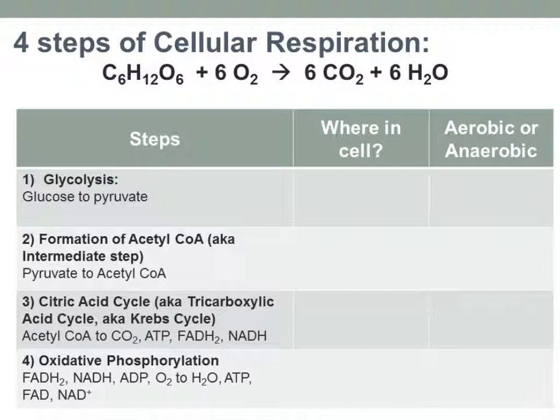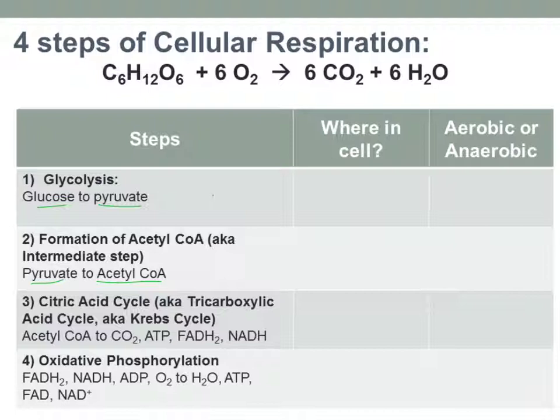Our book does also. The first step is just glycolysis, and that's where we're going to turn glucose into pyruvate. And that'll all occur in the cytosol. We'll talk about that in a second. Second step is taking that pyruvate and turning it into acetyl-CoA. I call it the formation of acetyl-CoA. Sometimes people call that the formation step or the intermediate step.